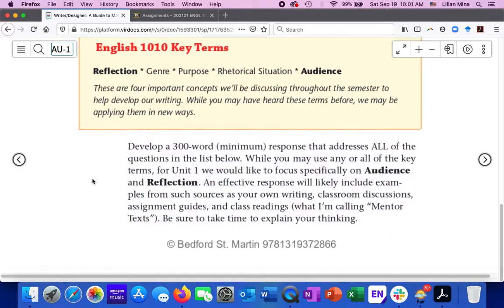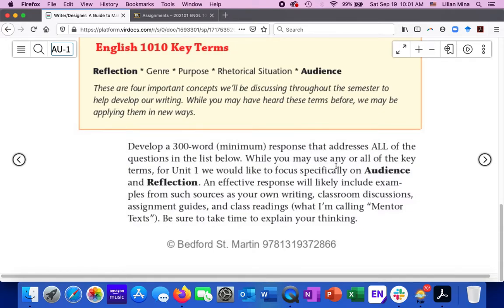Now, let's go to the prompt. Develop a 300 word minimum, so it can be longer, but it shouldn't be any shorter. It's not just because I'm interested in the word limit, but if you write any shorter than that, I don't expect your reflection to be actually a reflection. It's going to be just a description of what you did, not thinking about what you've learned. That addresses all of the questions in the list below.